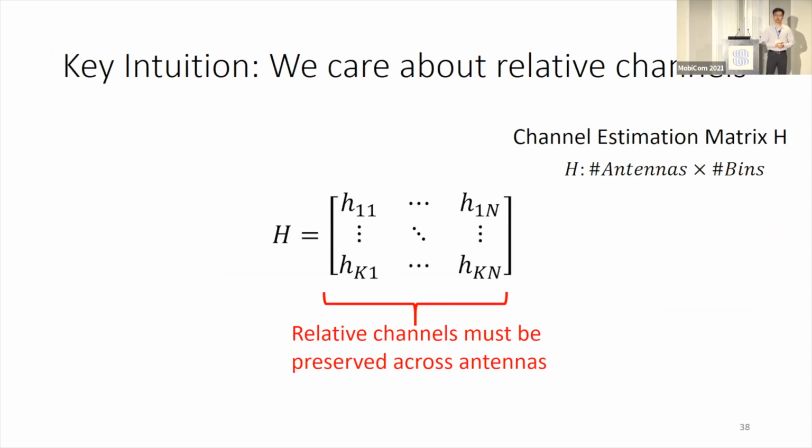Our key intuition is that we only care about the relative channel values. MIMO techniques only care about the relative channel values across antennas rather than the absolute channel values. What we want is to preserve these relative channel values while still having one channel value correspond to one physical state. Note that the channel matrix has two dimensions. One is the number of antennas, as I have shown you before, and the other one is subcarriers in OFDM.